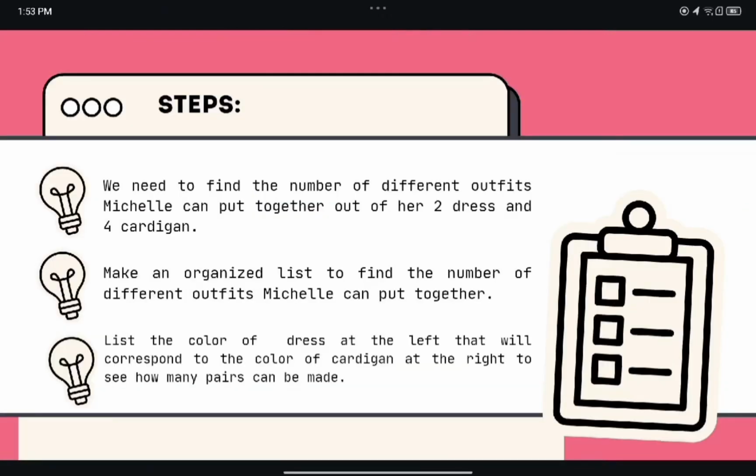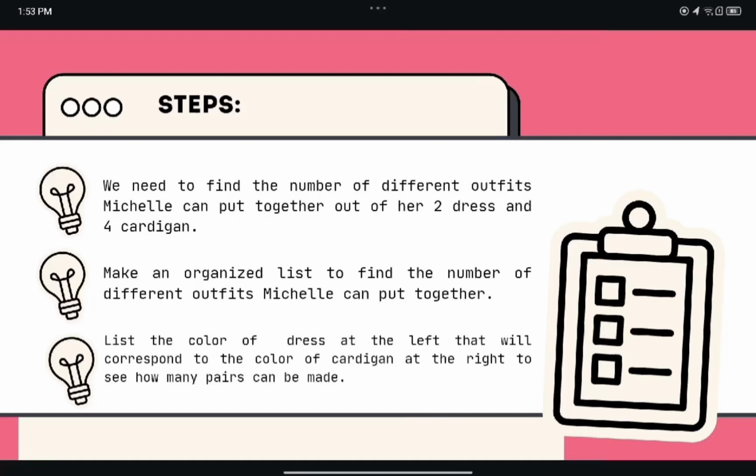Step 1. We need to find the number of different outfits Michelle can put together out of her 2 dresses and 4 cardigans. So, si Michelle ay may 2 dresses, which is isang black at isang blue. Meron din siyang 4 na cardigans, which is white, yellow, red, and pink. Kada dress na pipiliin ni Michelle, pwede niyang i-pair sa kahit anong color ang cardigan na meron siya.